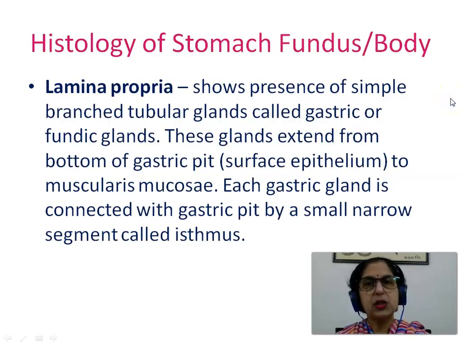Lamina propria shows presence of simple branched tubular glands, which are called as the gastric glands or the fundic glands. These glands extend from the bottom of the gastric pit, that is the surface epithelium, up to the muscularis mucosae. Each gastric gland is connected with the gastric pit by a small narrow segment called the isthmus.